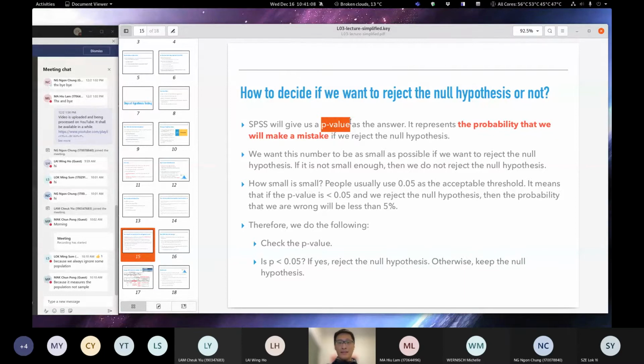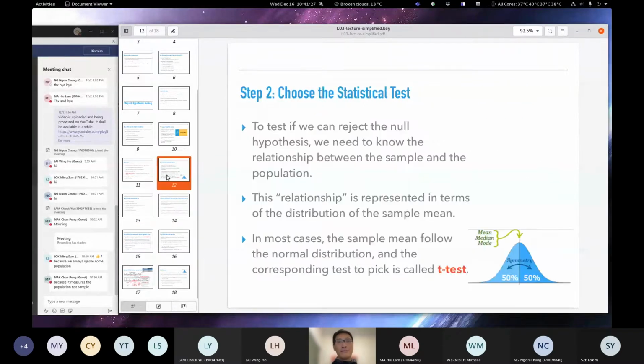The p-value is the probability that we will make a mistake if we reject the null hypothesis. Now, what does it mean here? First of all, how does SPSS calculate the p-value? Basically, it is based on the assumption that, first of all, the data here are scale level, and second, the sample mean follows the normal distribution, so that it knows that the further away from the center, the smaller the probability.